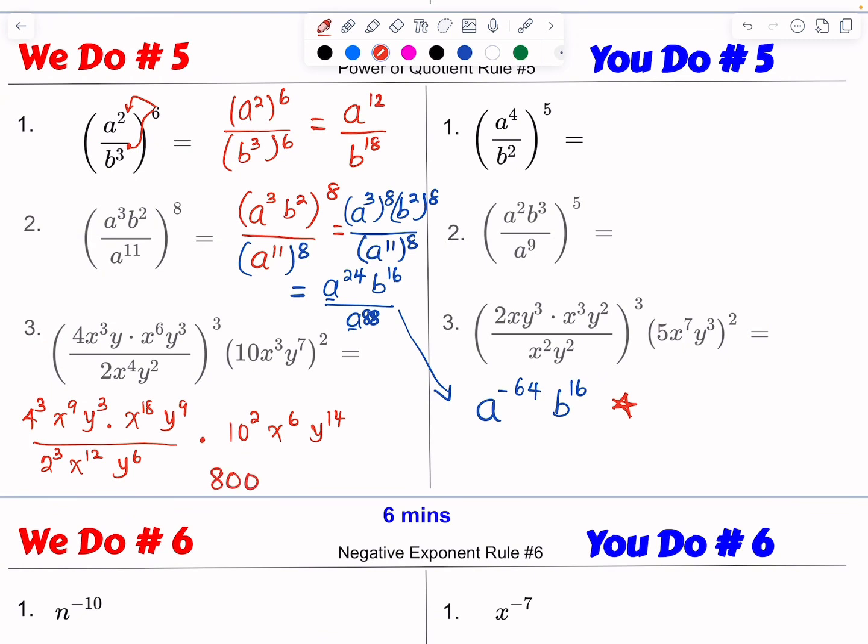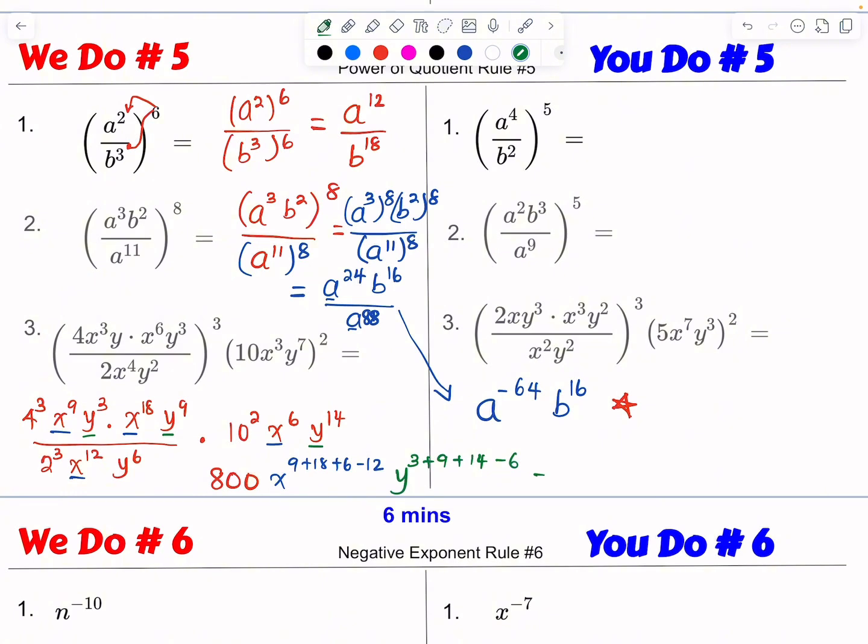And what do you notice? This one, you have x right here, you have x right here, you have x right here. They are multiplying, so I should add, right? 9 plus 18 plus 6, and you're dividing, minus 12. Then you have your y. I have my y multiplying. So y is multiplying, that's 3 plus 9 plus 14 minus 6.